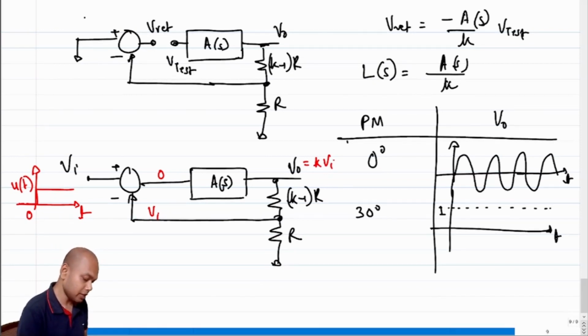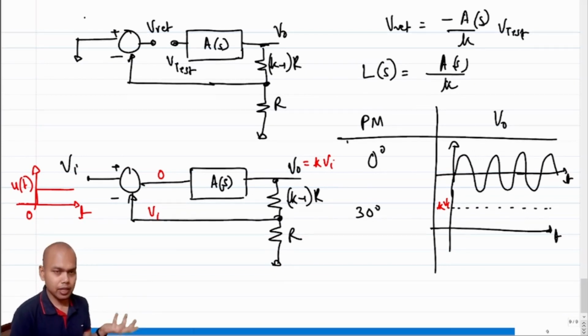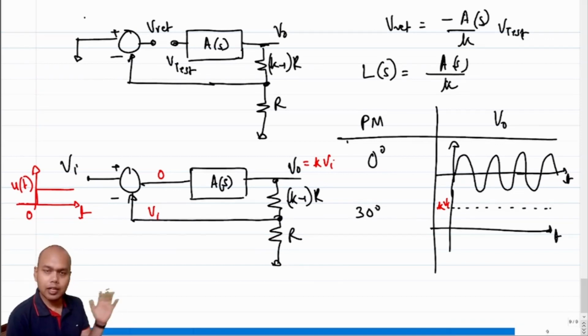So in the plot of the output voltage, I should see K times Vi. This is the expectation. But as you can see in the plot that I showed for the 0 degree phase margin, and as we have seen a couple of lectures back, if you have L of j omega equal to -1, it doesn't matter what input you have given, even in the absence of an input, the output will oscillate. So let's say now we have a case in which phase margin is 30 degree. In this case, clearly we are not encircling the -1 point, which means the system is stable.